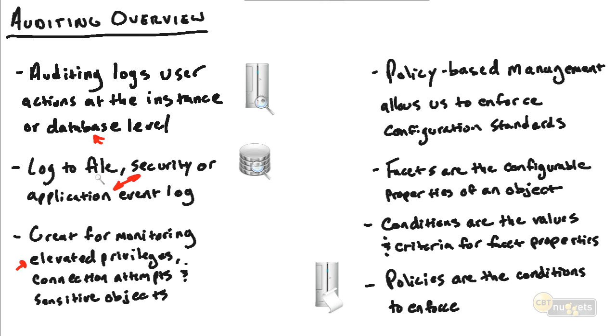And also make sure if you're going to write to a log file that the service account for SQL Server has permission to write to that file, especially if that file is located on a network directory, which you will probably do if you're logging elevated privileges in your audits. Also good for connection attempts, unsolicited or otherwise, we can find out who's hitting our SQL Server. And as I mentioned, sensitive objects and sensitive data are great for auditing targets.